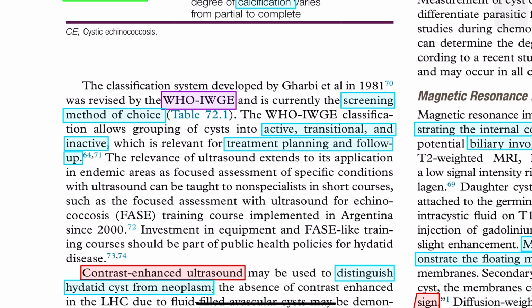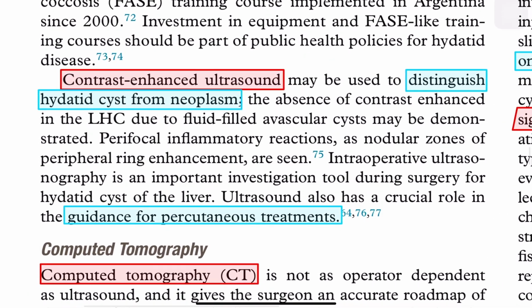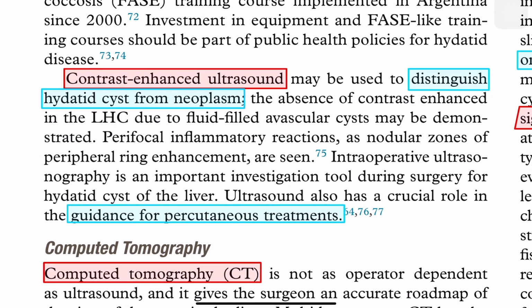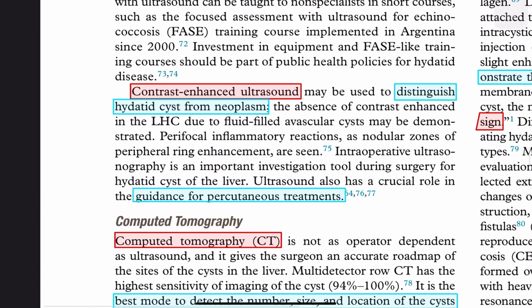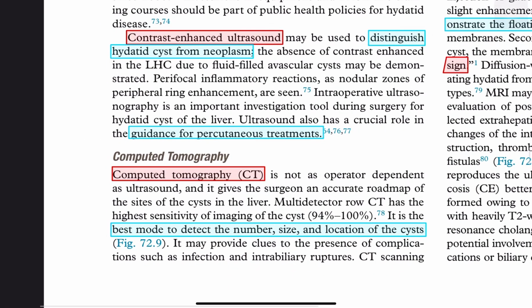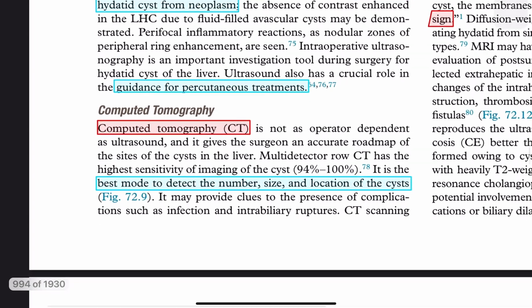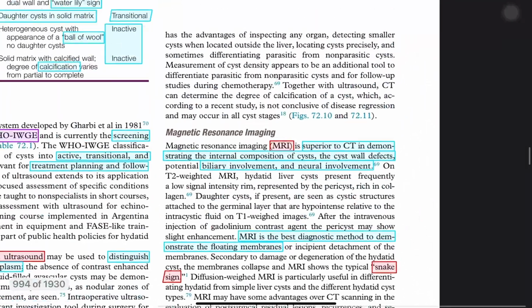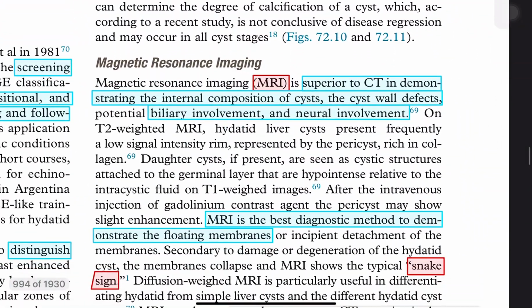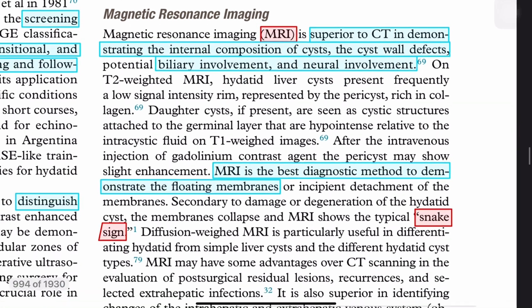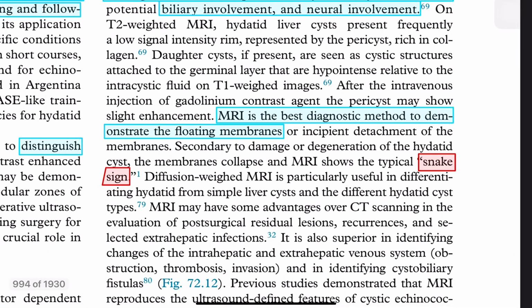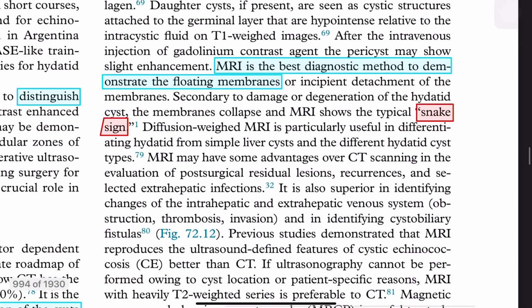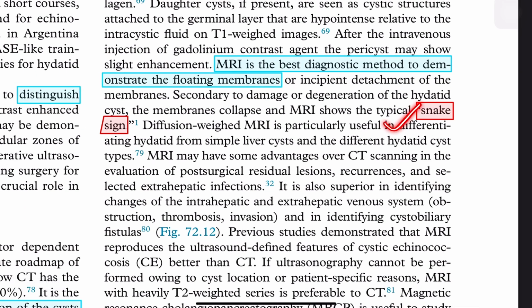Okay, so USG is the screening method of choice. It helps in treatment planning and follow up. Contrast enhanced USG helps to distinguish hydatid from neoplasm. Okay, and it will also help to guide percutaneous treatment. CT is best for detecting number, size and location of the cysts. MRI is superior to CT in demonstrating internal composition of the cyst wall, biliary involvement and neural involvement. So MRI is the best diagnostic method to demonstrate floating membrane, and there is one sign called snake sign.